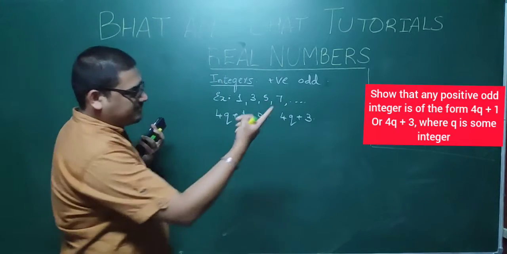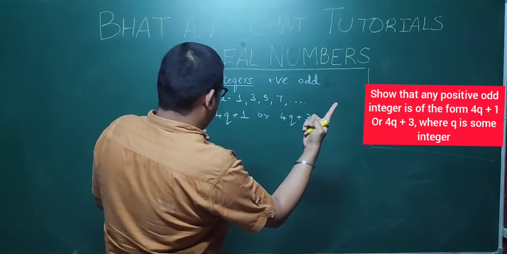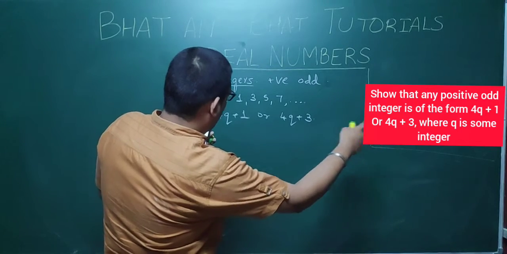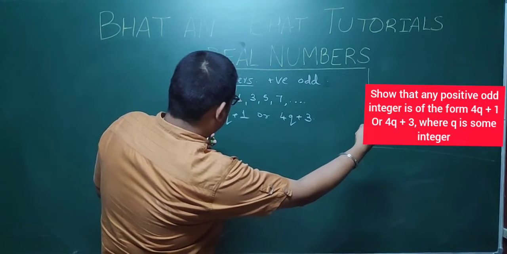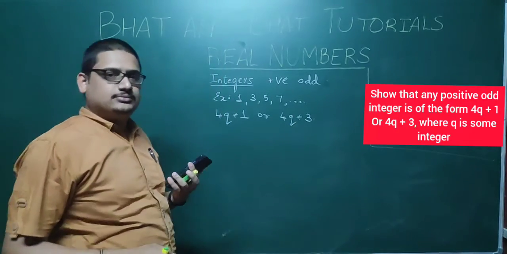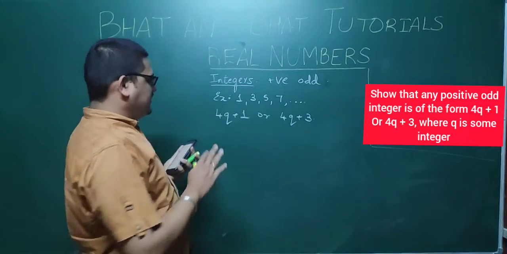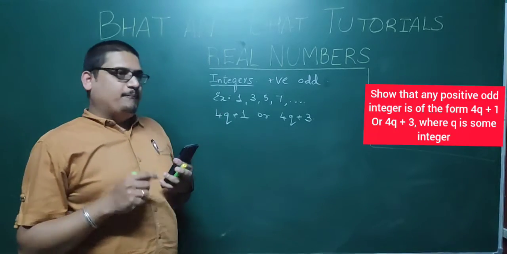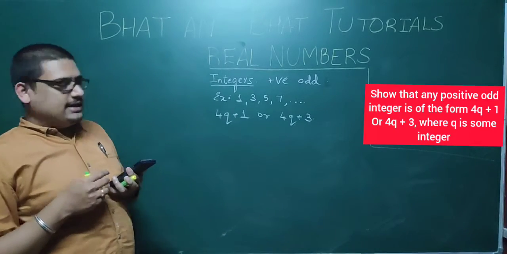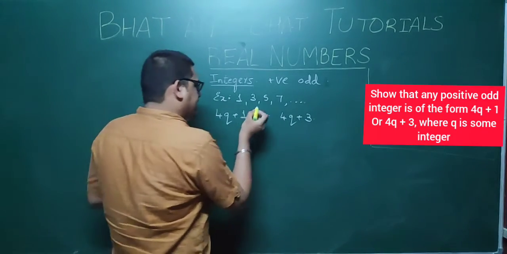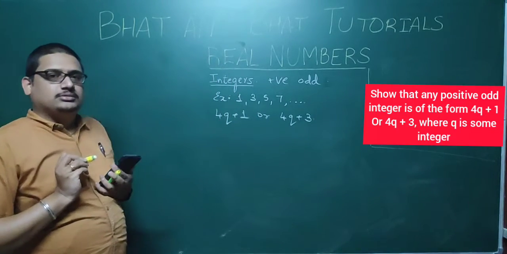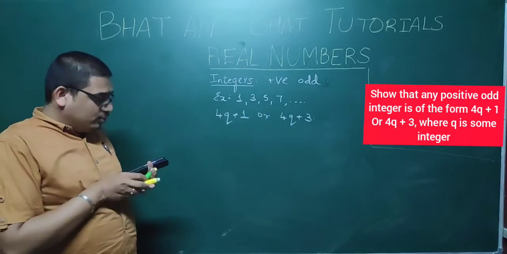As you can observe, the given question says show that any positive odd integer is of the form 4q plus 1 or 4q plus 3 where q is some integer. So this is the given information. Before going into proving this statement, let us try whether I can put some standard numbers into this format. How do I do that?